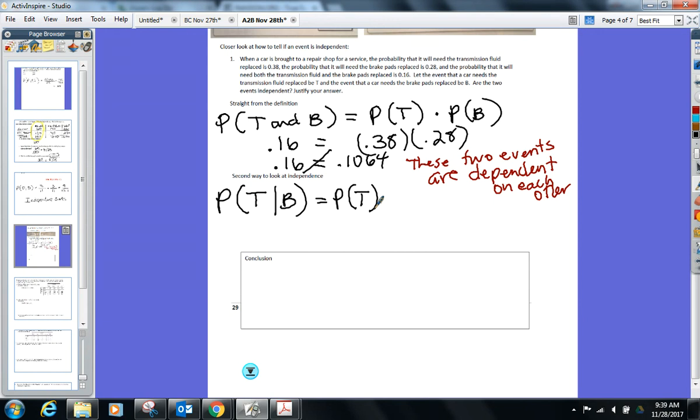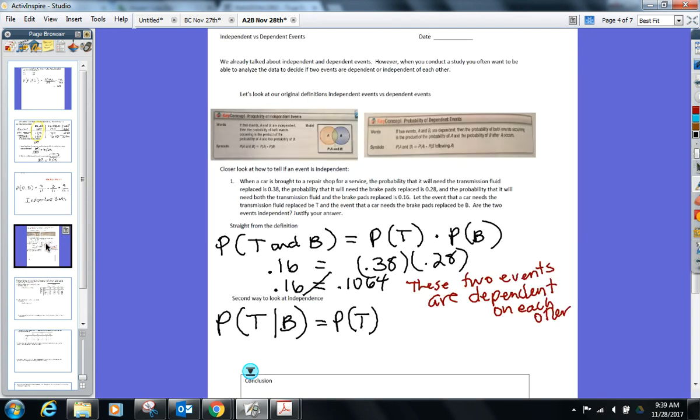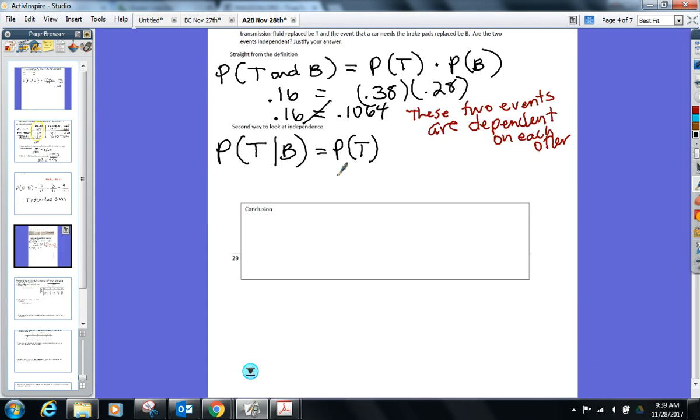That probability should not change. Did it change here? Because I put it back, right? Didn't change the probability. That's what I'm going to try to stress to you guys: the probability of T should not change regardless of what I do. Let's find out.